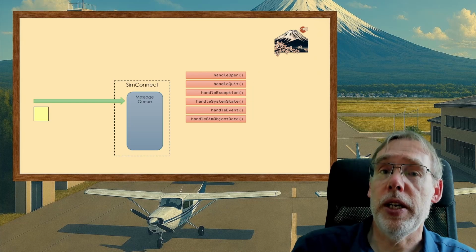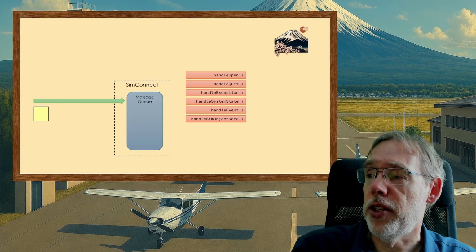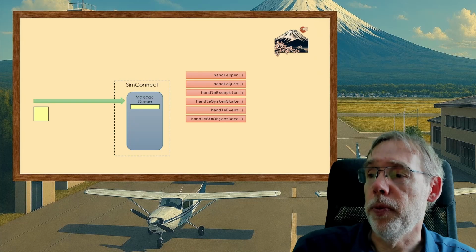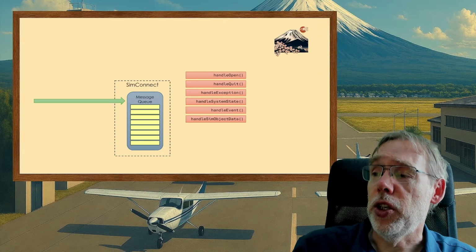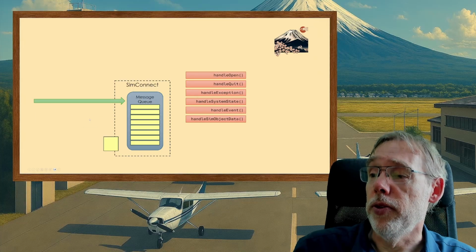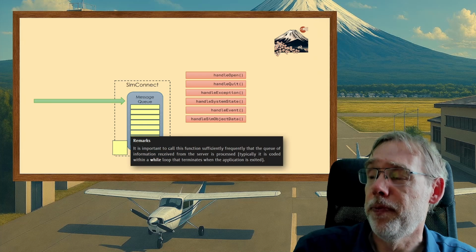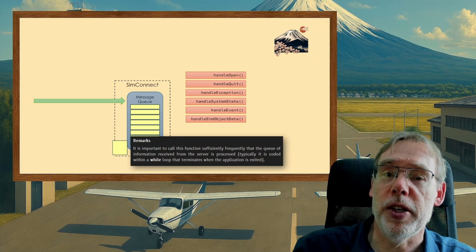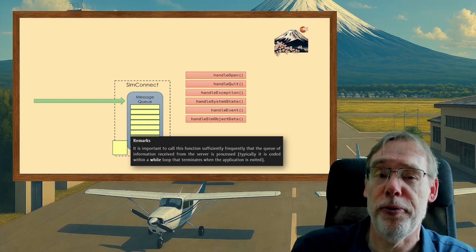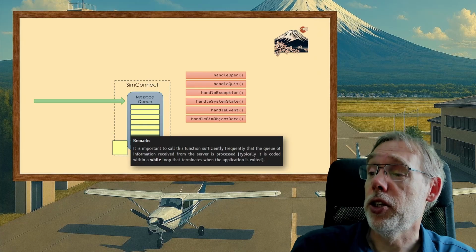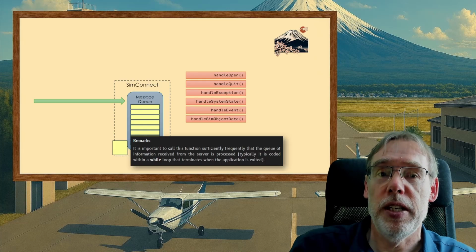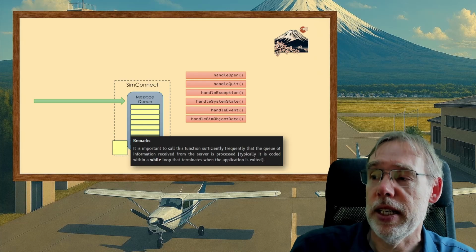So what do we do if our application has all those different options and everything is coming in at the same time? Well, we might get a problem with the queue. SimConnect has a queue, and that queue is limited. So what do we do when we don't know if the queue is full? The documentation in the SimConnect SDK just simply says it is important to call this function sufficiently frequently that the queue of information received is processed. That's nice, but it doesn't give any guarantees. It doesn't tell us anything.